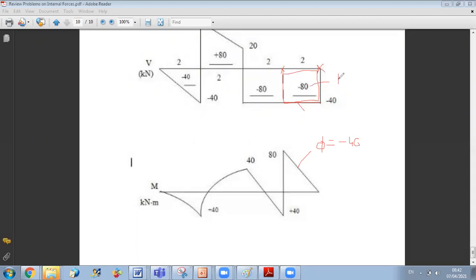This area here is 2 times 40, it's 80. So I should go downward, I should have a decrease in moment equal to 80. So since my value was 80, then the final value here will be 80 minus 80, which is equal to 0. Okay, so here I verified that I will end by 0.